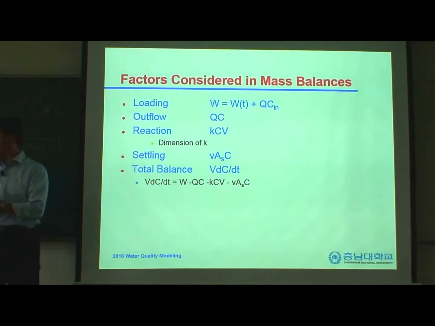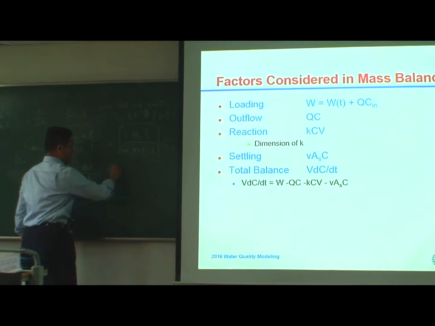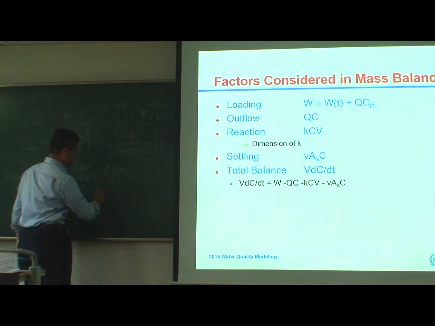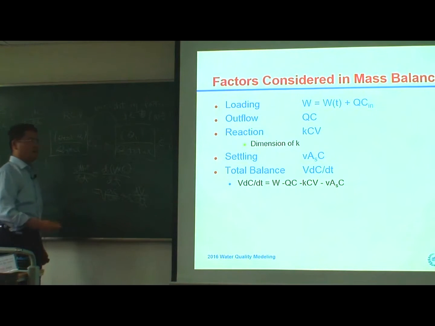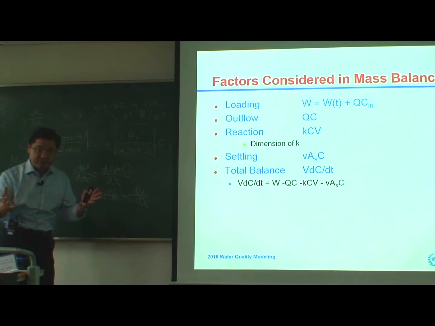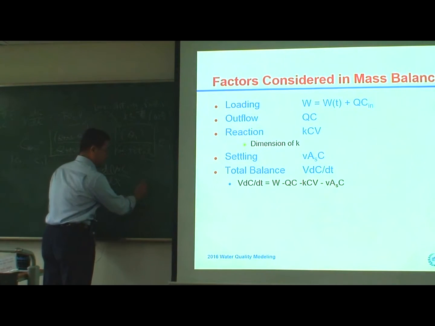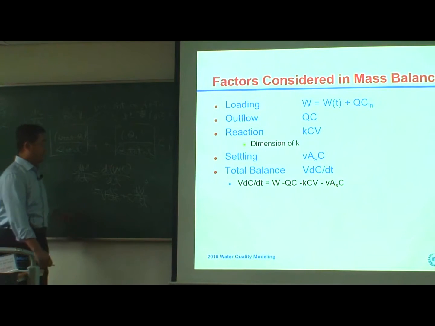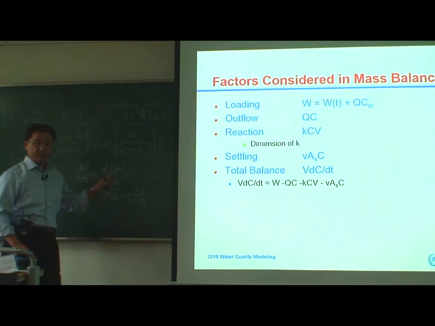dM/dt, and M is V times C. According to the chain rule, I can write this like this. And in this case, to make our life easier, I will assume my volume of the system is constant. If you differentiate a constant, you will get what? 0. So when I say V dC/dt like this, I obviously am neglecting this part.